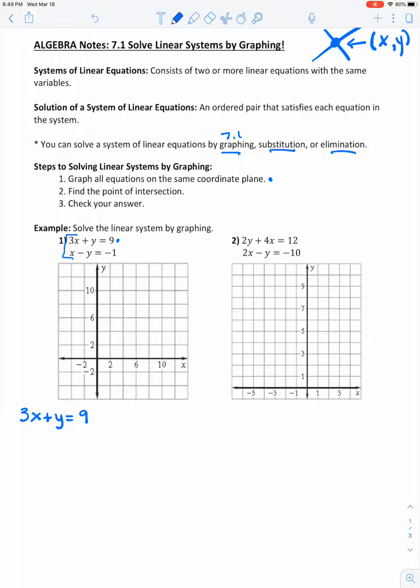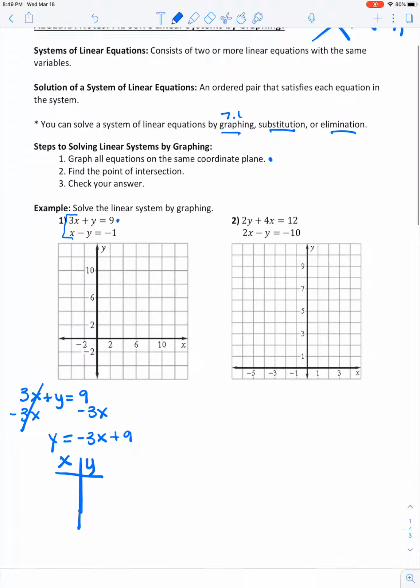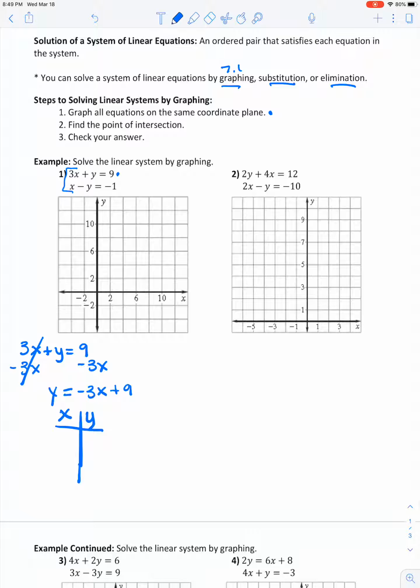If we want to solve for y, we need to get rid of 3x. So I'm going to subtract 3x from both sides of the equation. Now I have y equals negative 3x plus 9. Okay, now I can go ahead and make my XY table. It's always easiest to start with numbers that are very small. So if we plug in 0 for x, we have negative 3 times 0 is 0, plus 9 is 9.